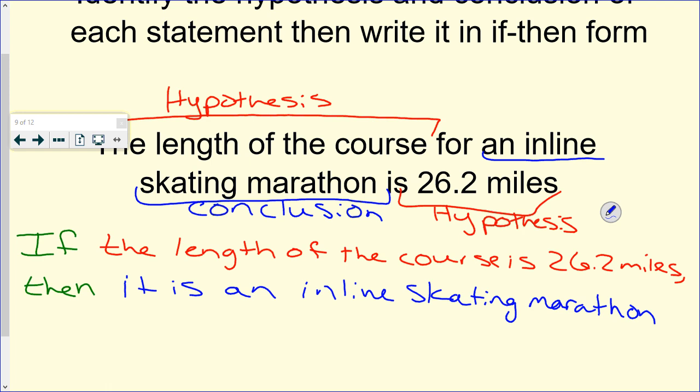See if you can figure out the hypothesis and the conclusion on the next one. Remember, the conclusion is the final result of it all. What you can figure out from the first part happening will be your conclusion. This happened, so now I figure out this happened. This is the result.